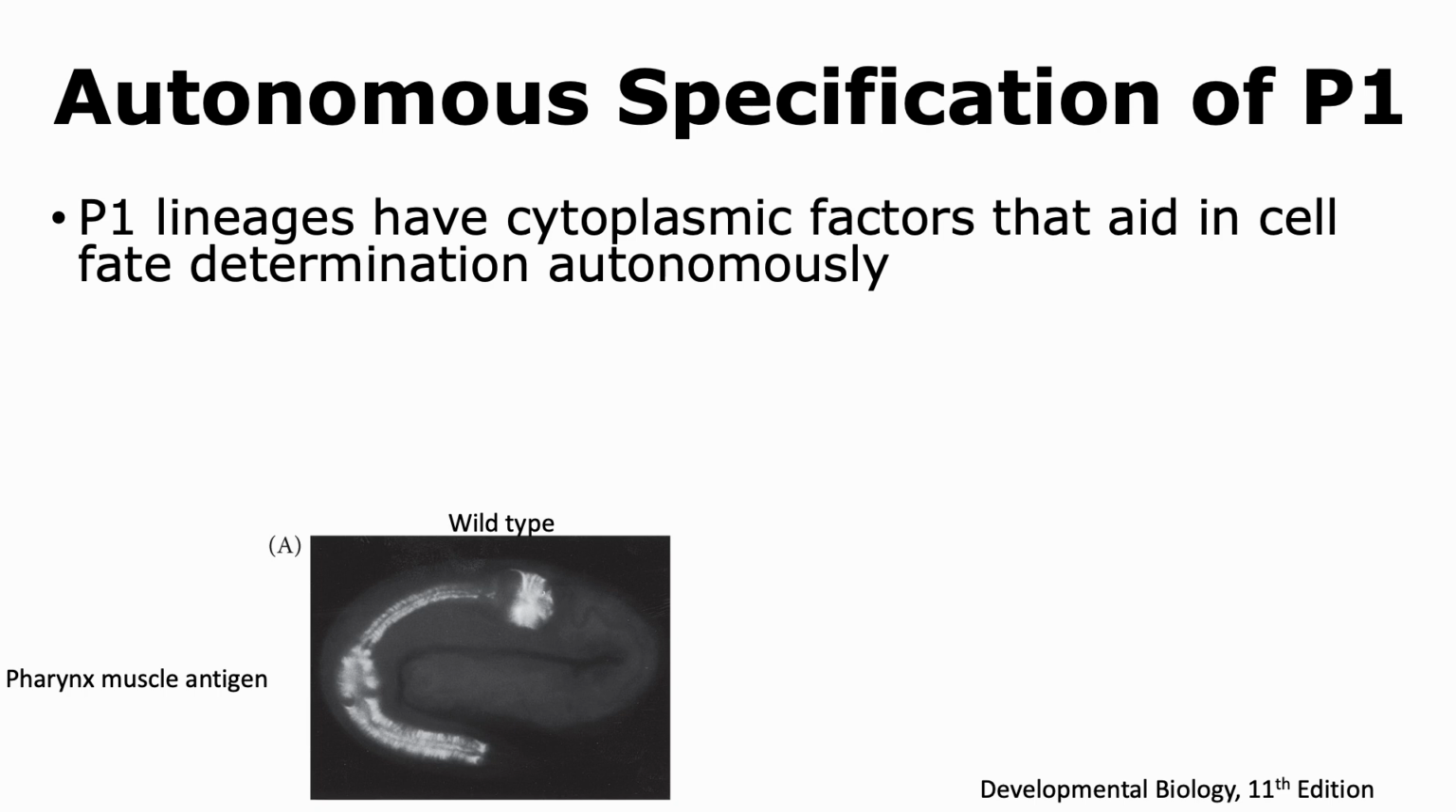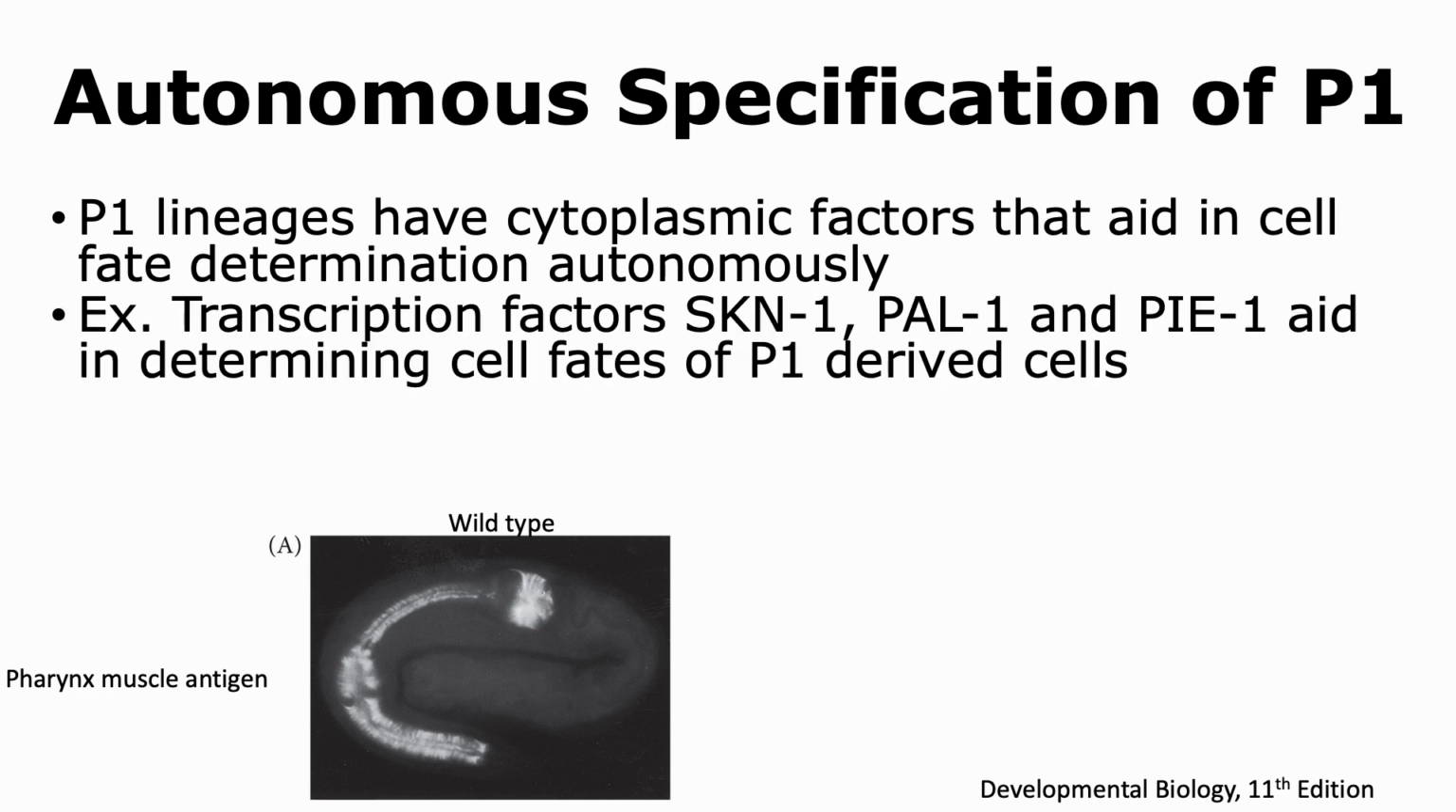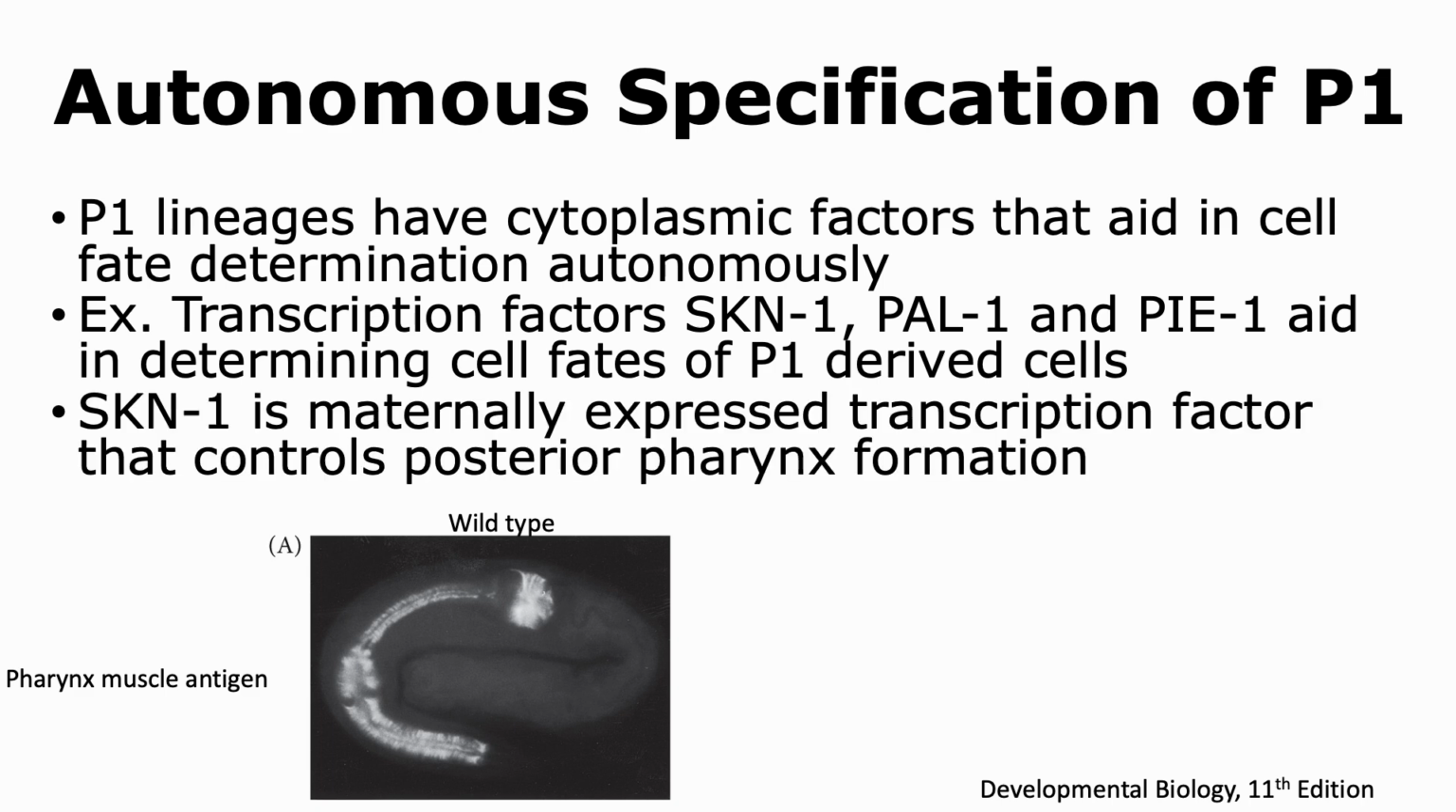So let's look at autonomous specification of the P1 cells. The P1 lineages will have cytoplasmic factors inside them that aid in cell fate determination autonomously. Some of the transcription factors that help in autonomous determination are SKN1, PAL1, and PIE1. All three play important roles in determining the cell fates of the P1-derived cells. And let's look at the example of one such transcription factor, which is SKN1.